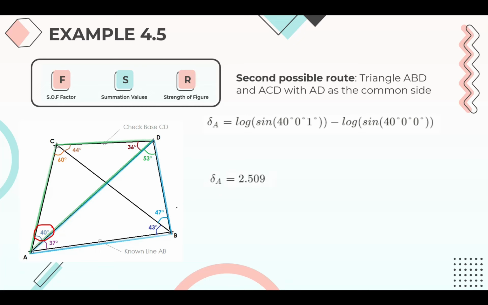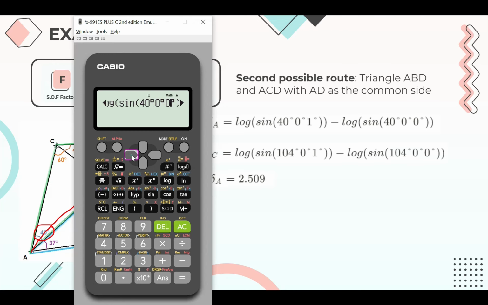Okay, so that's there. And then our second angle is opposite our common line. So 60 plus 44, how much is that, guys? 104. Yep, 104. So let's solve that here. 104, let's replace this by 104. There you go. And that should yield negative 5.249 times 10 to the negative 7.